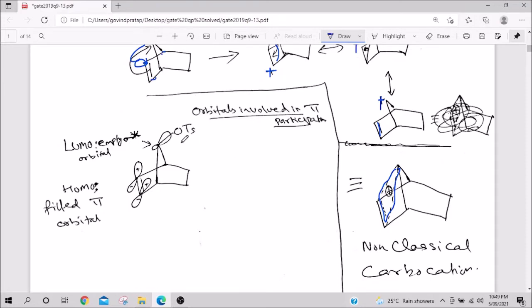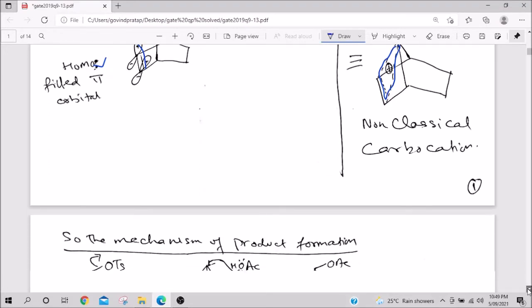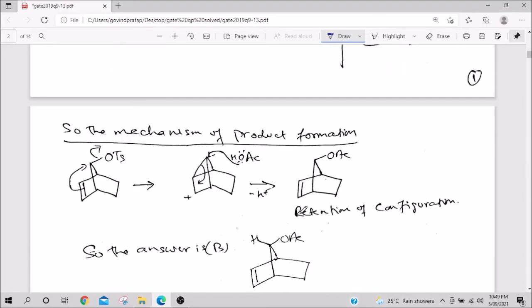So now basically this p orbital has the HOMO, filled pi orbitals. HOMO, you know, is the highest occupied molecular orbital. So this is what gives electrons, and this is the LUMO, the anti-bonding orbital. So there it gives electrons so that this OTs leaves, fine. OTs is a wonderful leaving group because the negative charge on oxygen is stabilized over sulfur and 2 oxygen atoms. So once this is formed, there is a non-classical carbocation.